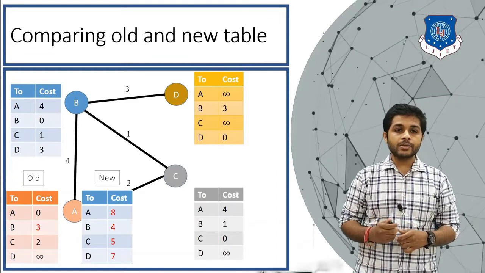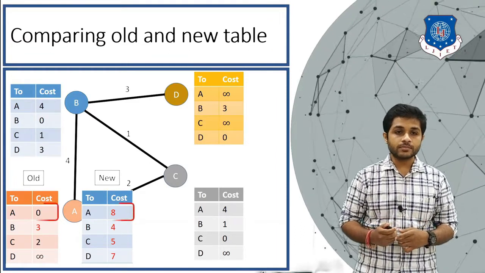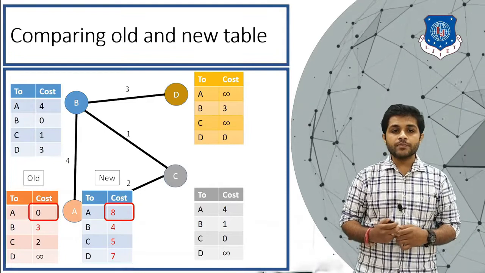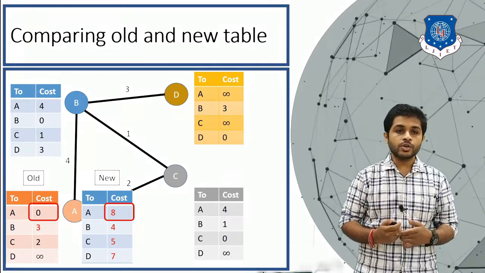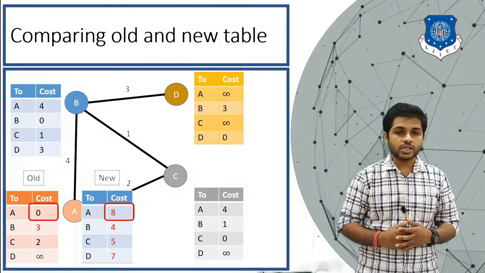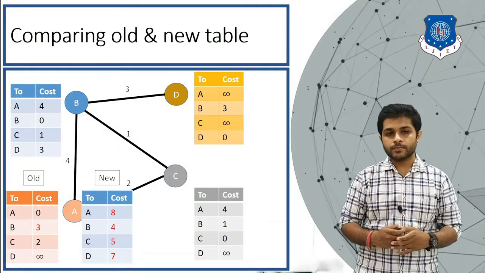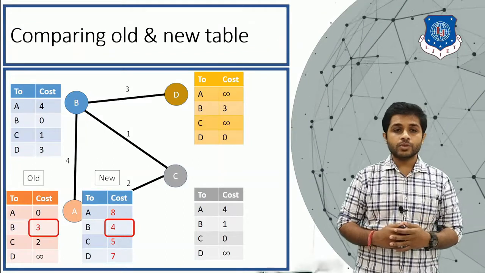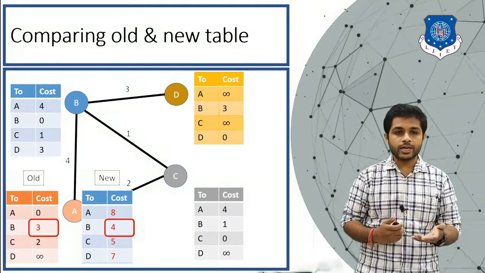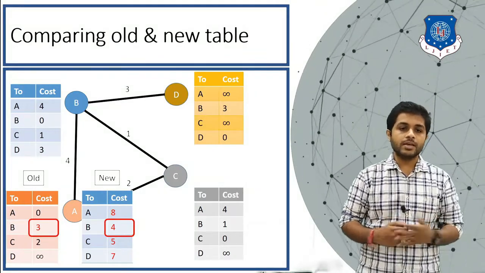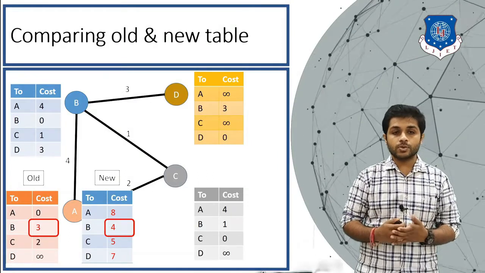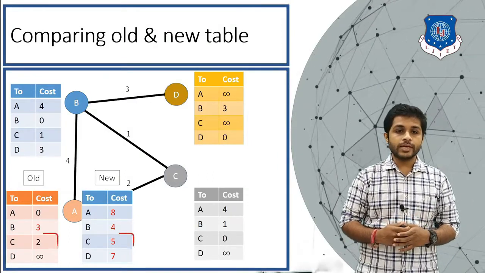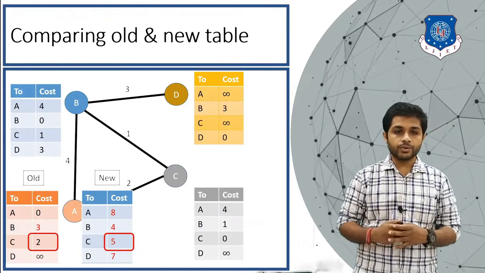So let's compare the first entry. What is the minimum value in the first entry, which is 0? So A will not make any change to its own table. What is the minimum value in the second entry, which is 3, which is already the minimum value? So A will not make any change in its own table. That is true for the third entry too.